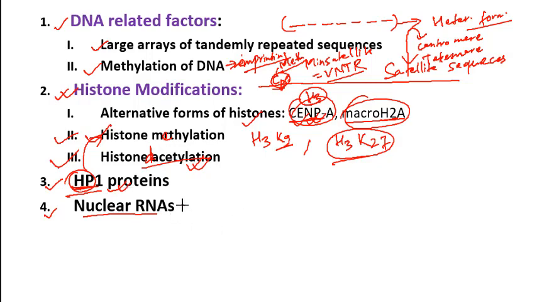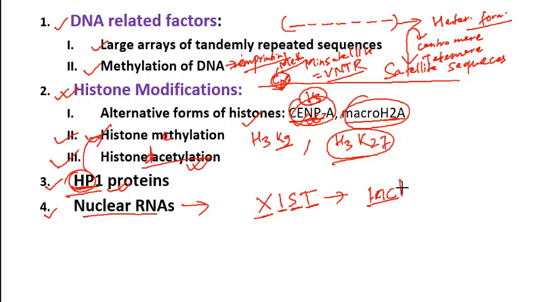Now, nuclear RNAs. When you want to know about nuclear RNA, you need to know the nuclear RNA related to Barr body formation. There are two nuclear RNAs. One nuclear RNA is called XIST. What does that mean? X inactivation specific transcript. This XIST is nothing but a long non-coding RNA. It is a long RNA which is non-coding and does not code for protein.